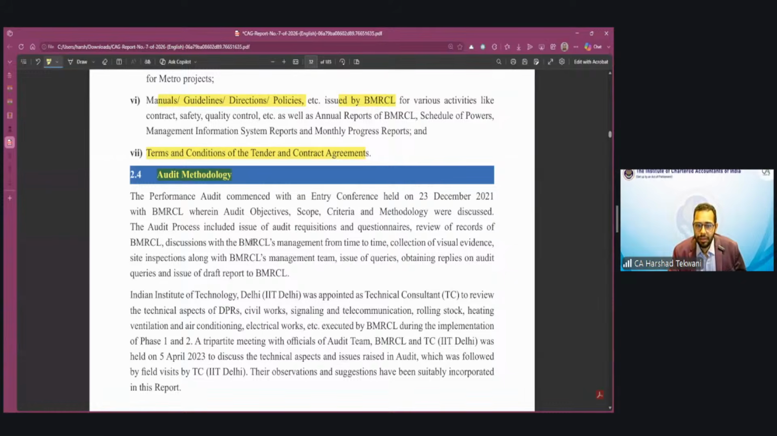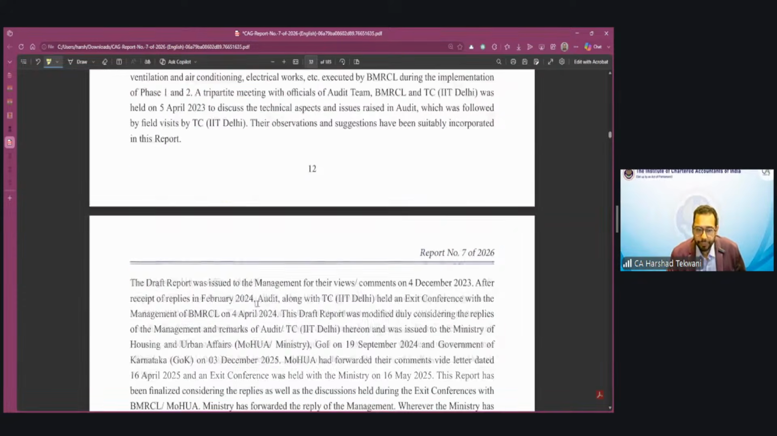What they are saying is that there was an entry conference wherein they decided the audit objectives, scope, criteria, methodology. Okay. They issued audit requisitions, questionnaires. They reviewed the records. They had discussions with the management from time to time. They collected visual evidence. Site inspections were done. Issues of queries, obtaining replies on the audit queries, and then they issued the draft report. This is how they did the entire audit. They explained everything.